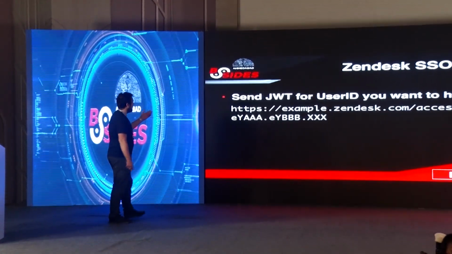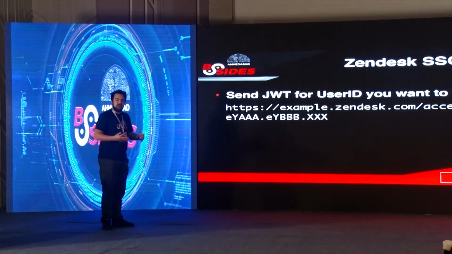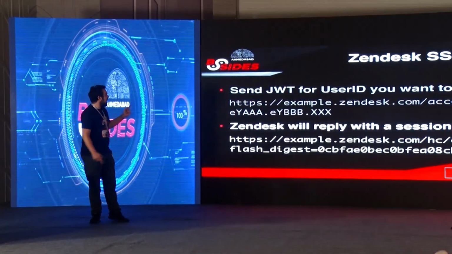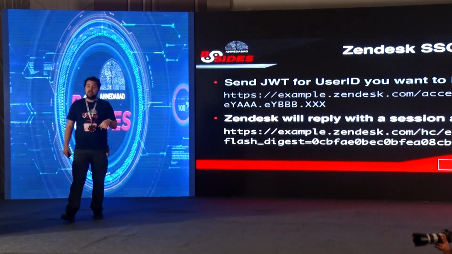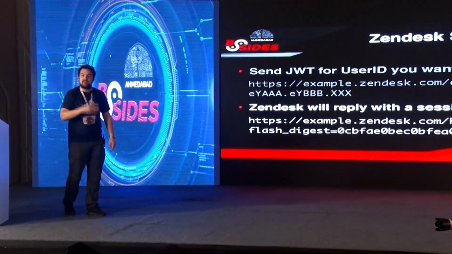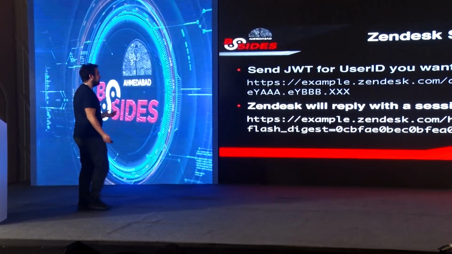So this is how it works. You sign the JSON with the JWT and you send it to the access JWT for this customer, and then they will give you back a session together with a fast digest, which is basically like, this will sign you in as that user. So now we have our third report.